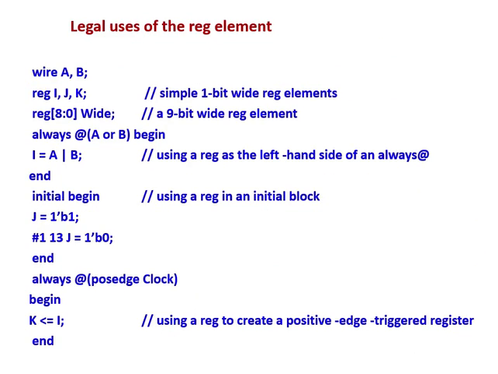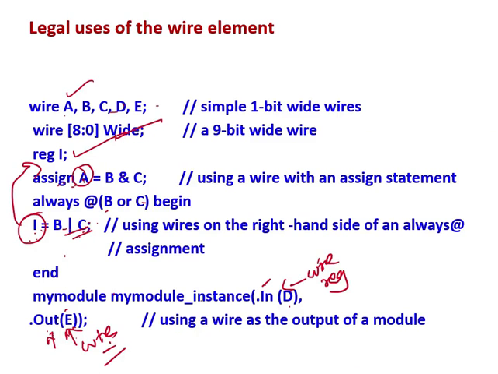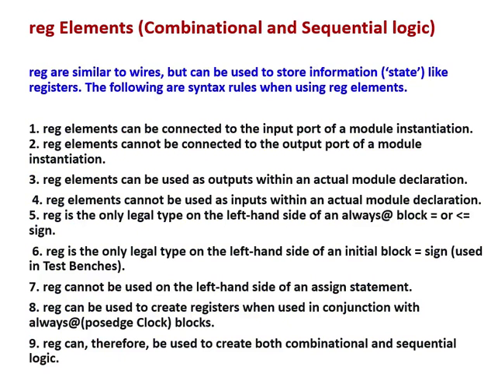Okay, so this is module instantiation, and this is an input of the module. So this D can be either wire or reg. But it is the output, so this E has to be always wire type, else it will show you an error. Okay, then these are the rules for reg elements.